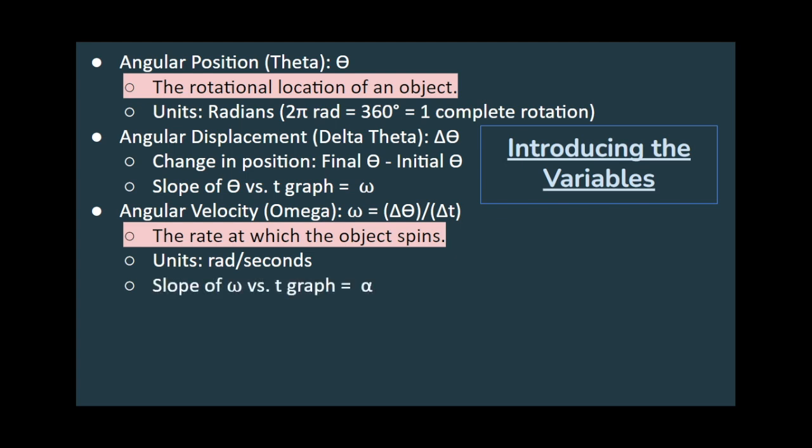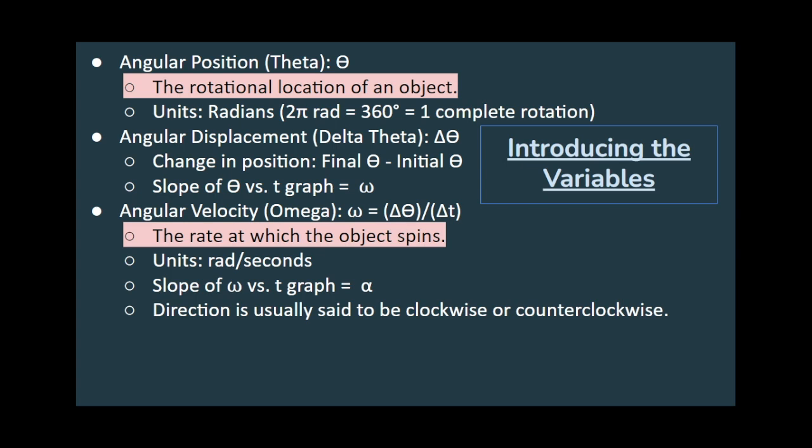So now some of you guys might be noticing a trend. So the slope of an omega versus time graph is going to give us alpha. And if we think about this in terms of regular kinematics, the slope of a velocity versus time graph used to give us acceleration. Direction is usually said to be clockwise or counterclockwise when talking about rotational velocity.